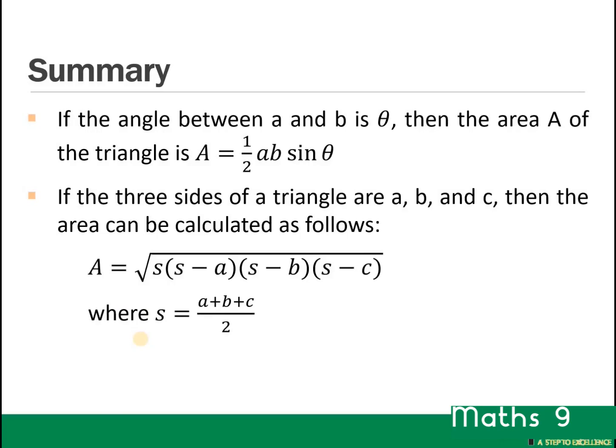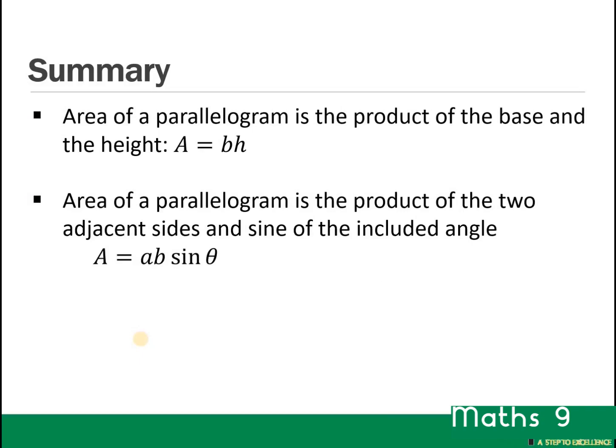This is Heron's formula. The area of a parallelogram is the product of the base and the height, A equals BH. The area of a parallelogram is the product of the two adjacent sides and the sine of the included angle. Area equals AB sine theta.